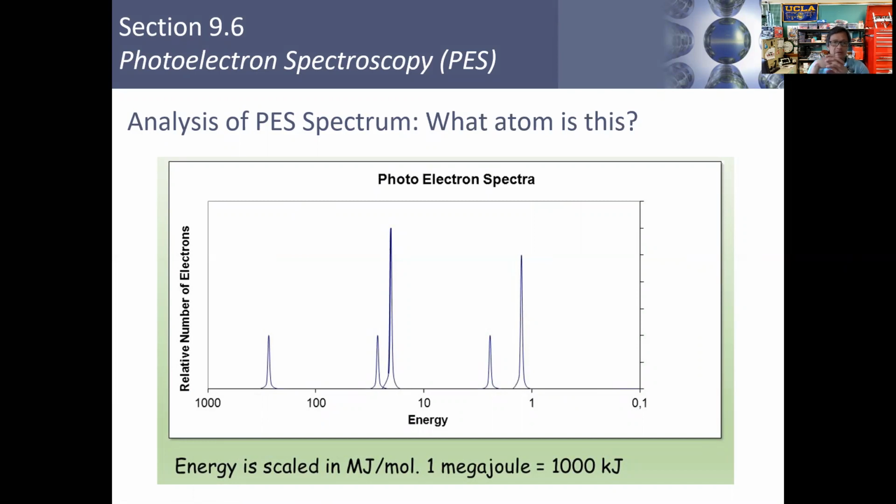This spectrum has 5 peaks, and remember, each peak represents a unique set of electrons. So you have 5 sets of electrons here. Look downstream: we have the relative number of electrons, and we have a peak here, 2 peaks midway through, and 2 peaks here. What I would like you to do, take about a couple of minutes, and tell me, based upon this photoelectron spectrum, what is the atom?